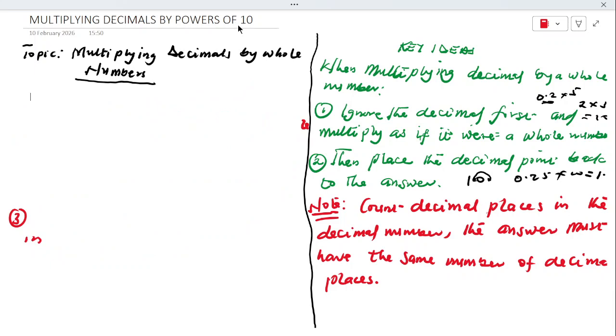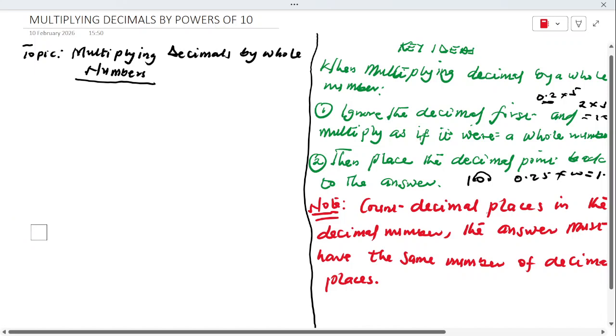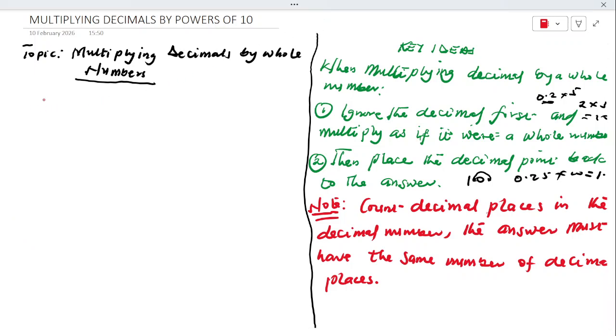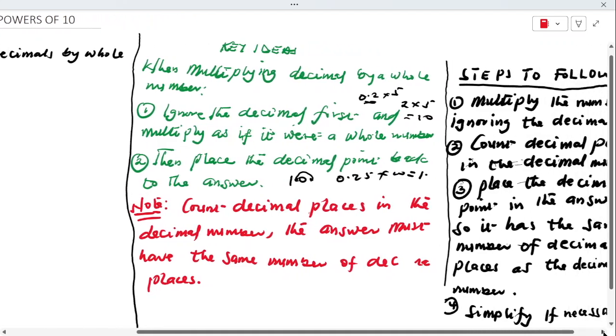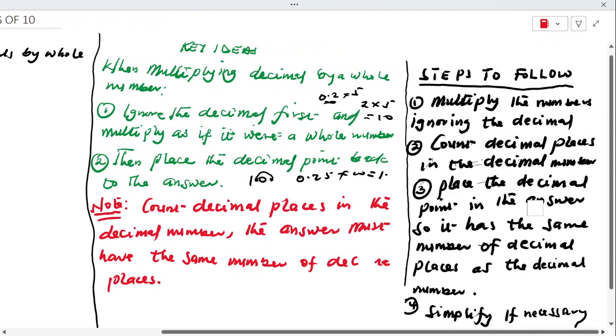So now, let's look at these steps because they are very important when multiplying decimals by whole numbers. All right, so we have steps to follow. Okay, so let's move on to look at these steps.